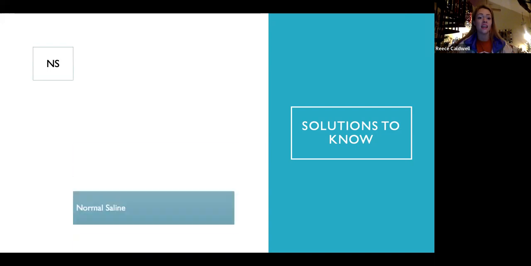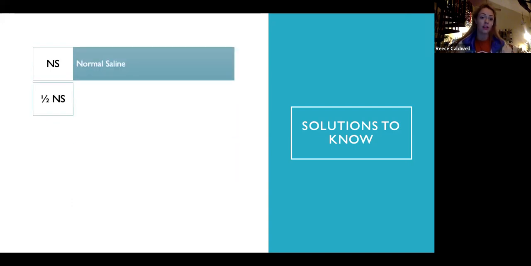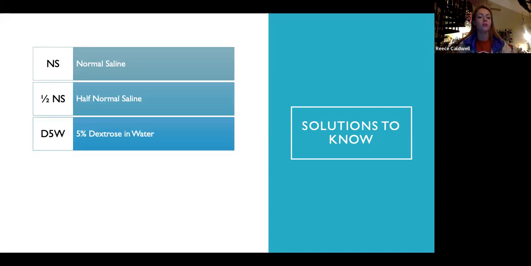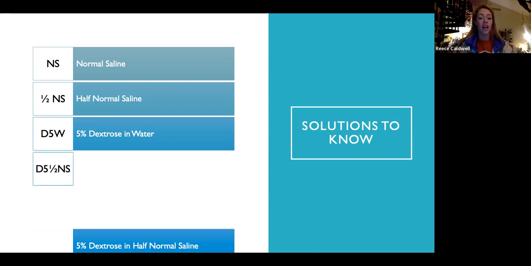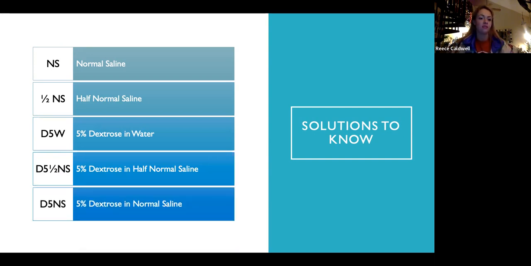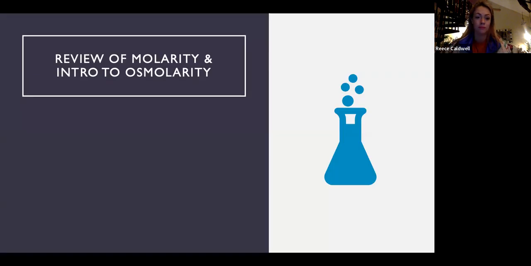First, we have NS, which stands for normal saline. Then we have half NS, half normal saline. D5W, which is D5 water, or 5% dextrose in water. We have D5 half NS, which is half normal saline and that D5 water, and then D5 normal saline, D5 and normal saline. So those are just the abbreviations and what they stand for. We're going to go further in depth with each of these, so you will definitely be seeing them again.